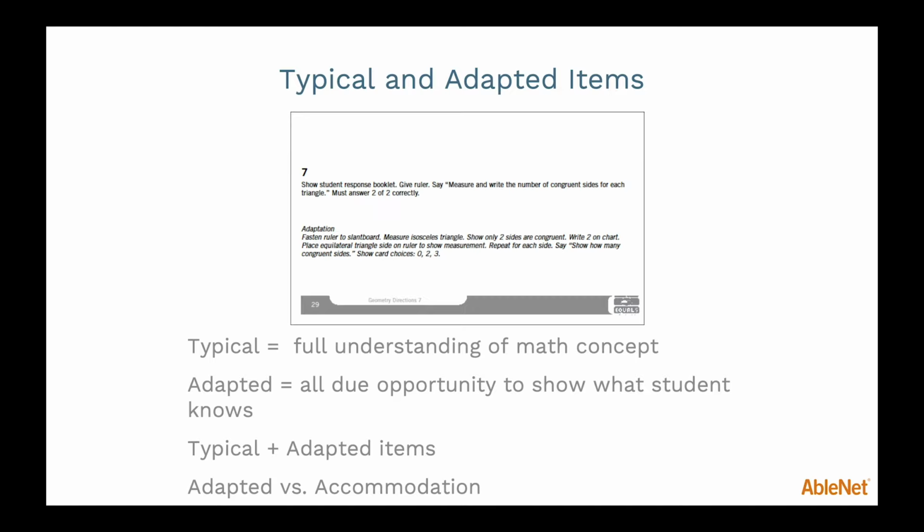Again, keep in mind that you can give the assessment with all typical items, all adapted items, or a combination of both. You do not need to make the decision ahead of time. You can decide item by item, and if you choose to give a typical item, but the student answers incorrectly, you can follow that question with the adapted version of the question, if you believe that the student has a partial understanding of that skill.